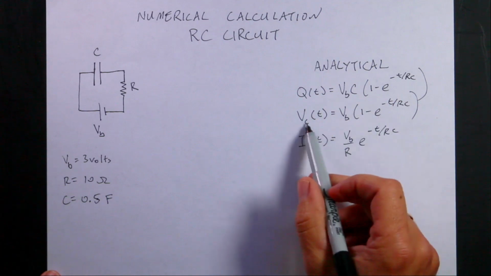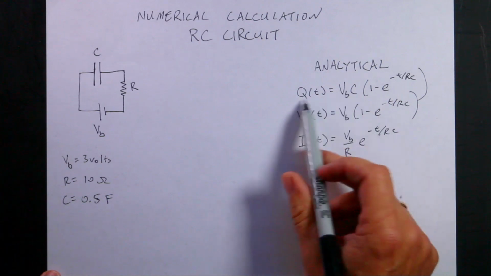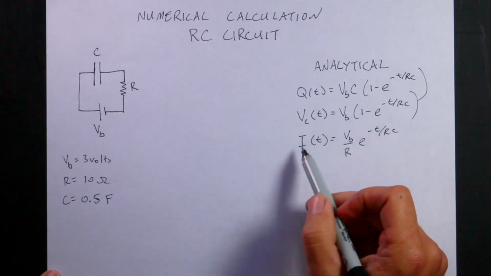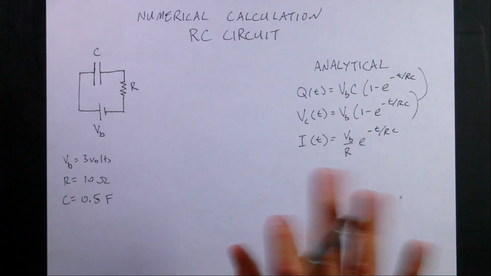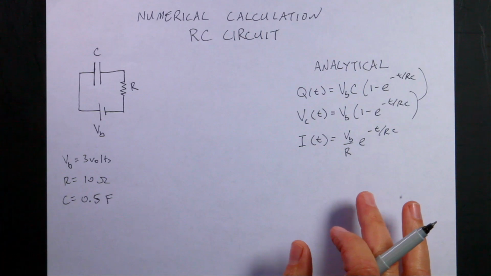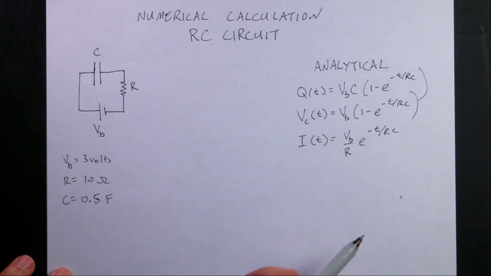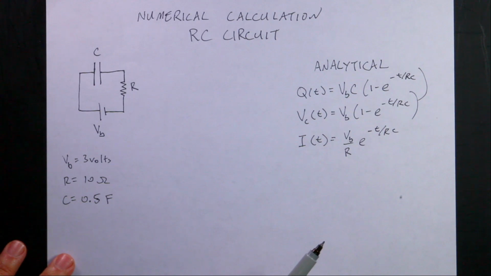VC is the voltage across that. Just take the charge divided by the capacitance. And then the current is VB over R e to the negative t over RC. So I went over all of that, and I don't want to cover it again because it's in the previous video, and I will link that down below. But I'm going to show you another way to solve this problem.